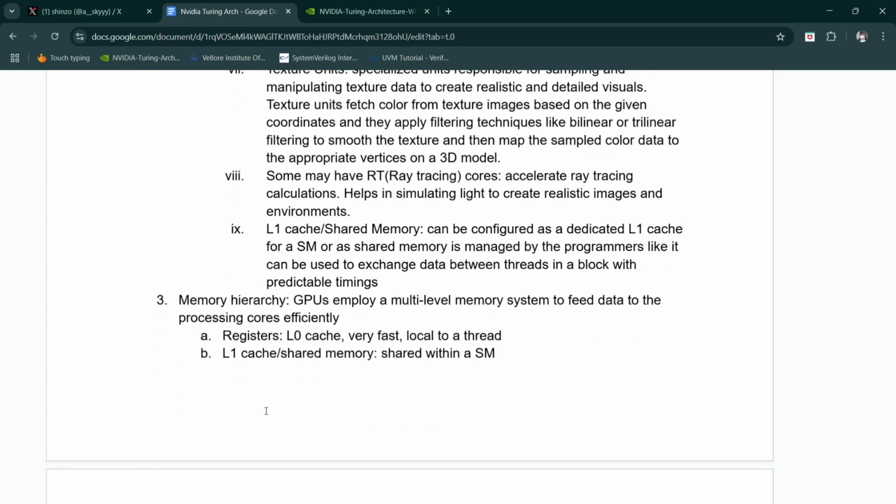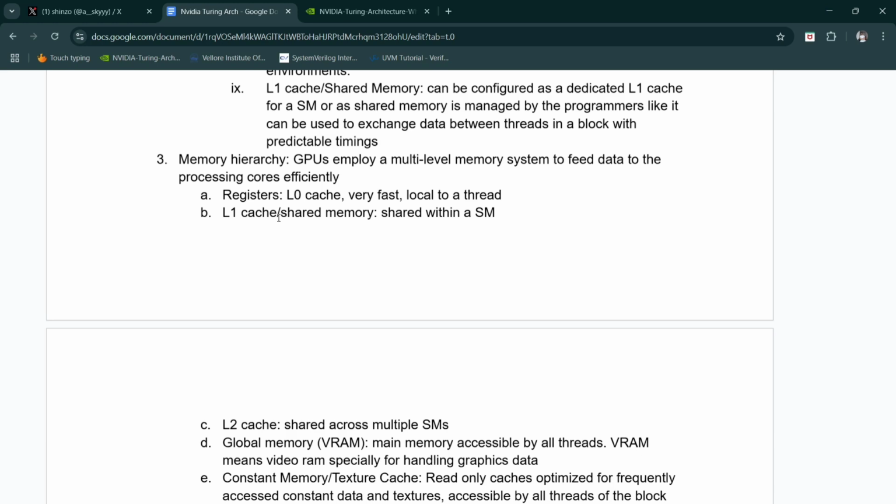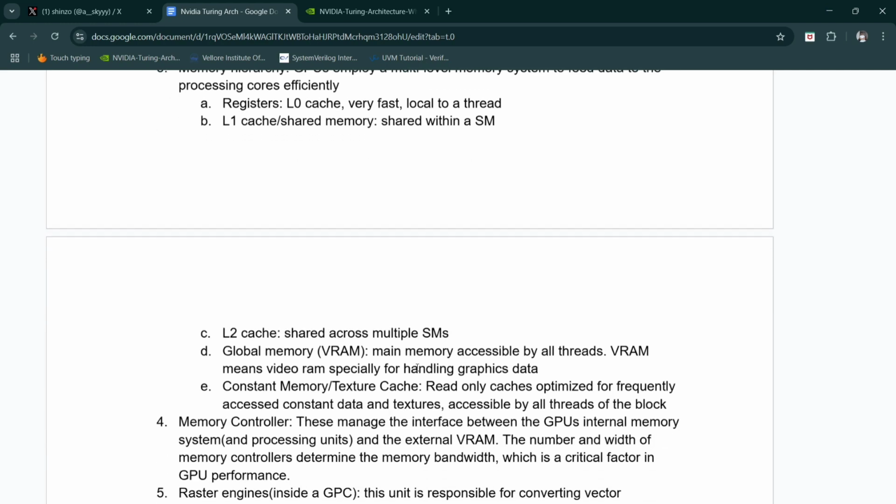GPUs employ a multi-level memory system to feed the data to the processing cores efficiently. Firstly, you have L0 cache, that is registers. These are very fast. These are local to a thread. And then you have L1 cache. It also has shared memory. These are shared within a SM, streaming multiprocessor. L2 cache is shared across multiple SMs. And at the end, you have global memory that is accessible by all the threads.